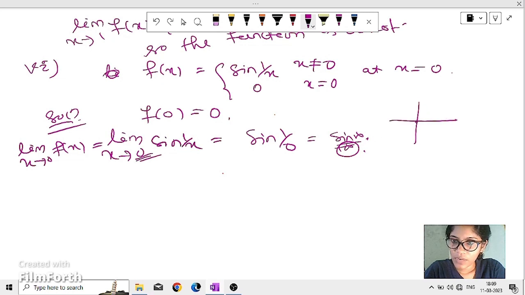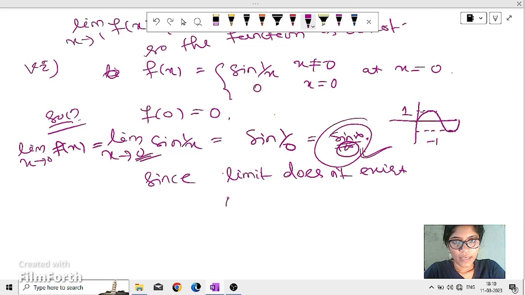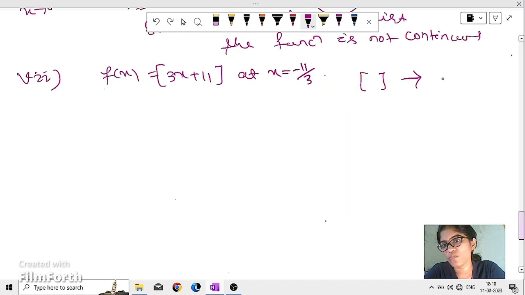From the graph of sin we know that the maximum value is equal to 1 and the minimum value is equal to minus 1. So sin of infinity does not exist. Since the limit does not exist, the function is not continuous.